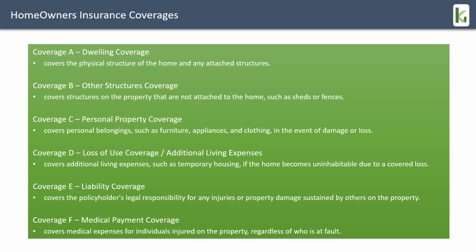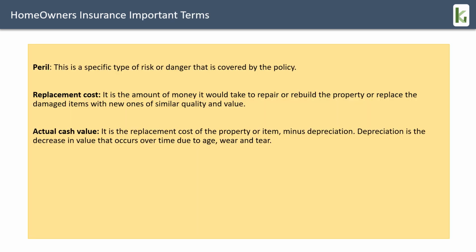Okay, now as we covered our insurance coverages and forms, there are certain terms that you might be wondering about. So there are some important terms that you must know. One is peril. This is a specific type of risk or danger that is covered by the policy. Okay, there can be open and named peril. Please refer to our video on hazard and perils, for which we have provided a link at the top right corner.